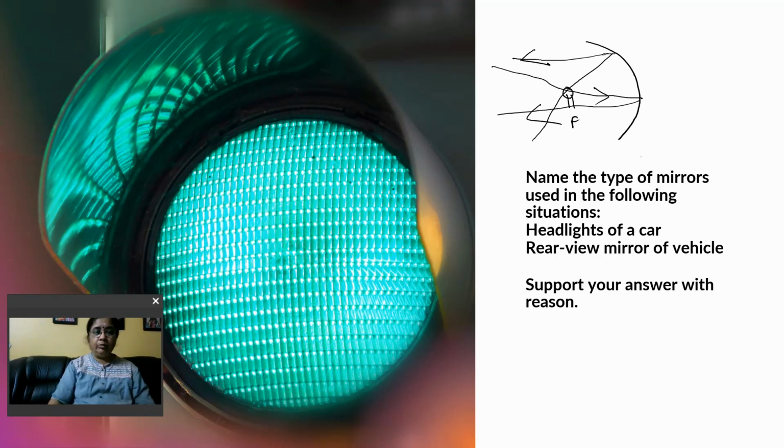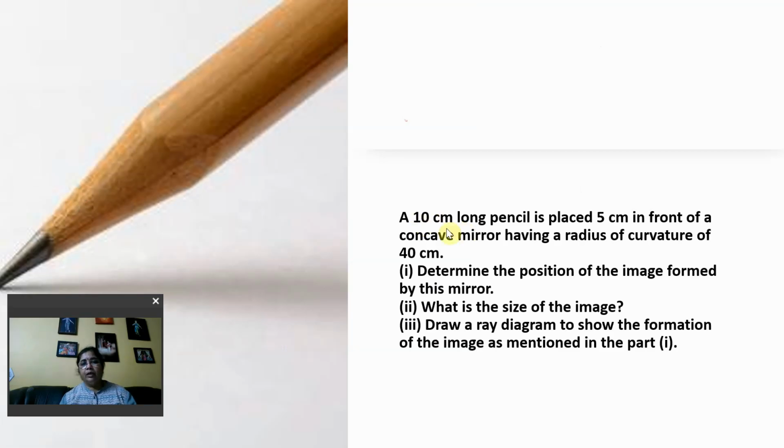Let us work out one numerical problem. In this also, I'm not doing the second part because I've not spoken about magnification. A 10 centimeter long pencil, I'll ignore this as of now, is placed 5 centimeter in front of a concave mirror. So I have a concave mirror, and this is the back of the concave mirror. Where do I place it? 5 centimeter. That is the distance between the object and the mirror, which is u. So u is minus 5 centimeter.